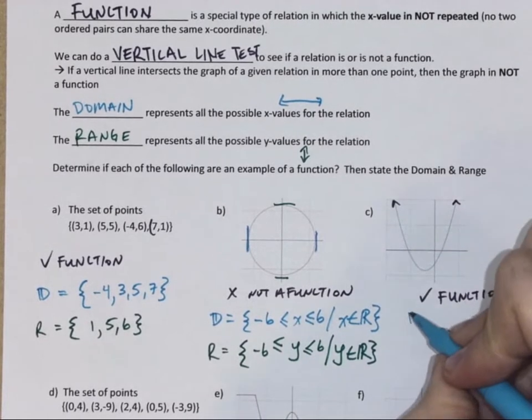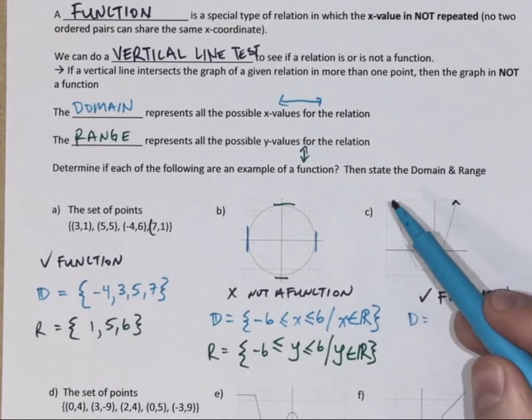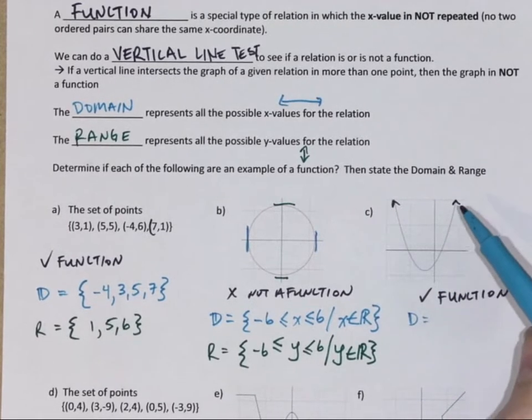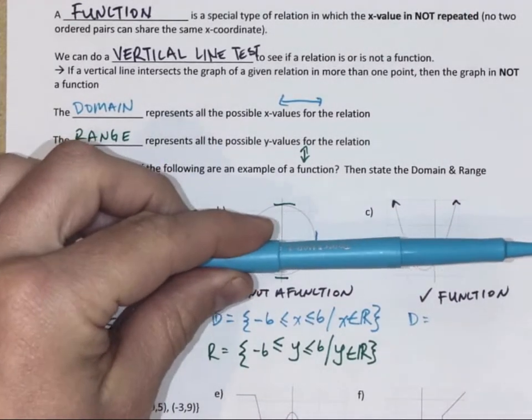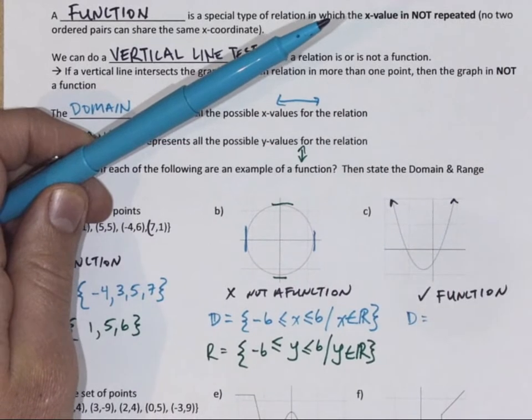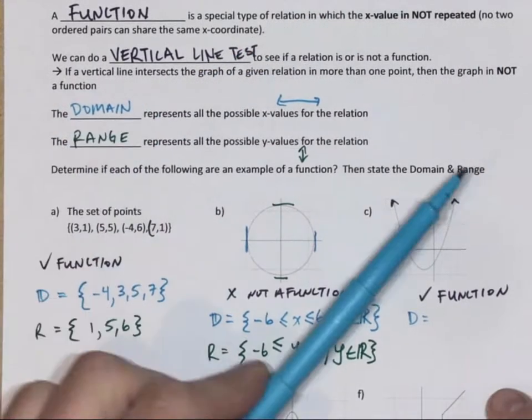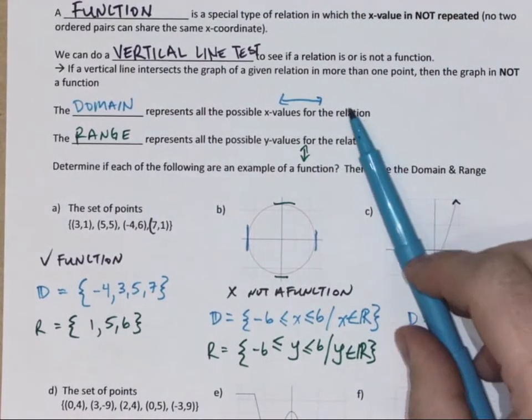For the domain, we think about x. It's going to keep opening up, which means it's going to keep going to the right forever, eventually. To get way out here at plus 20, it's going to be maybe way up off our sheet, but it does go on forever, which means it keeps opening up to the right. It keeps opening up to the left.